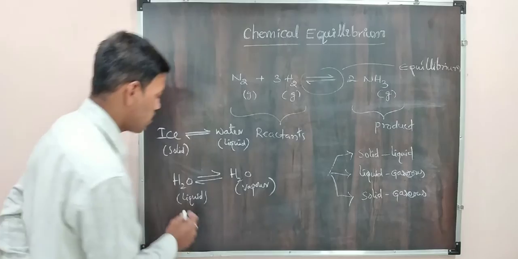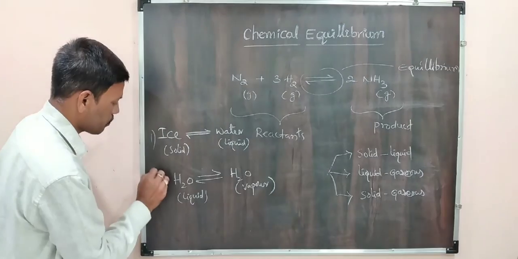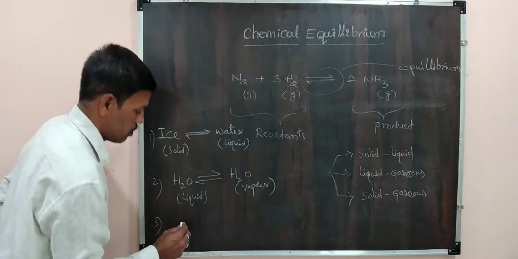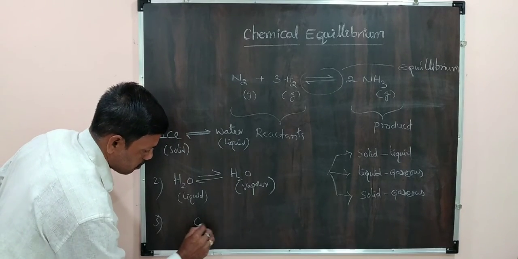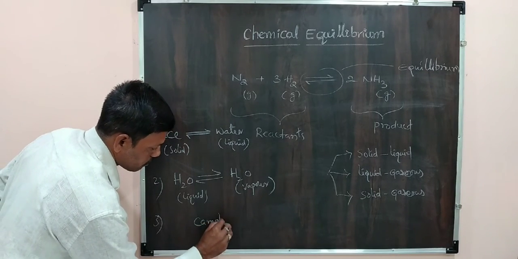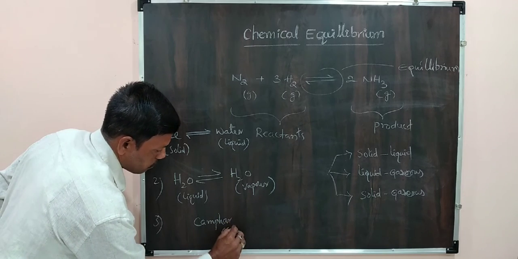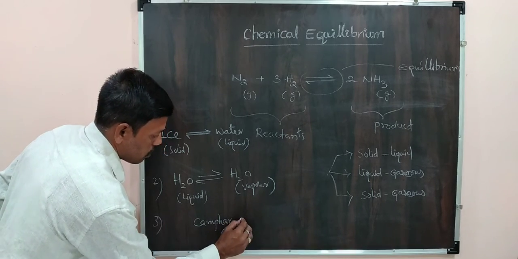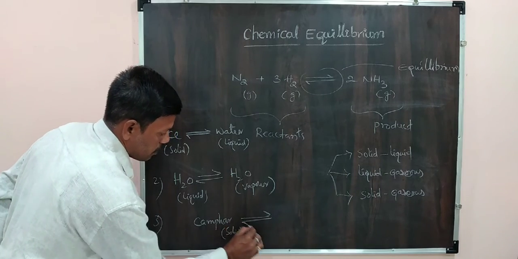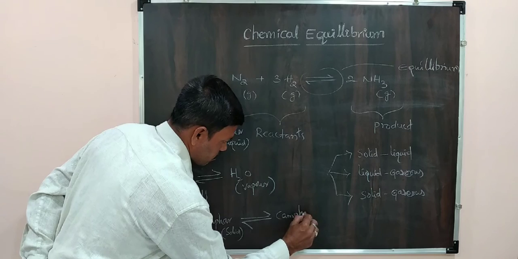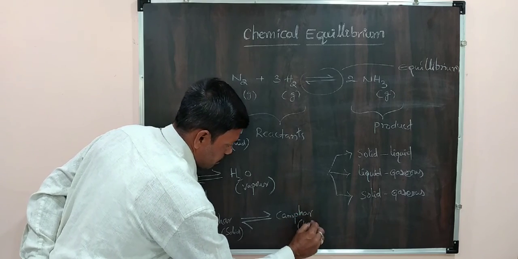If we move to the third one, solid gaseous. In solid gaseous, this one is camphor. This is in the form of solid state, and then camphor in vapor form.